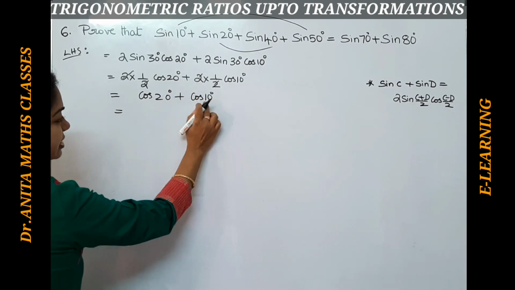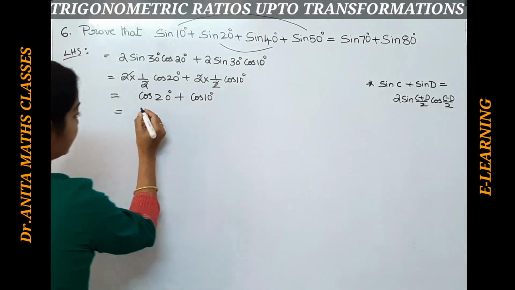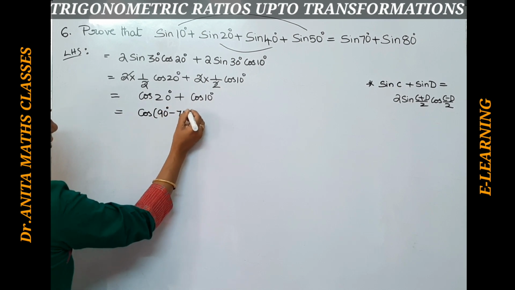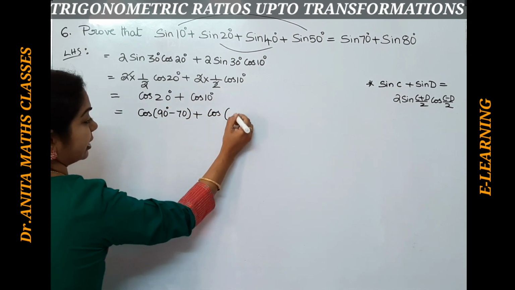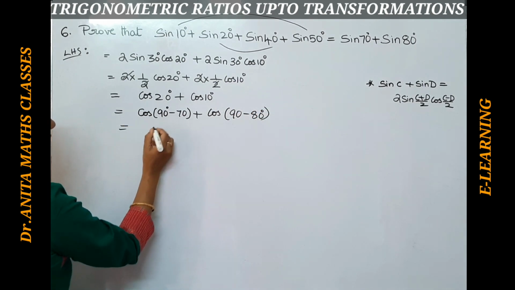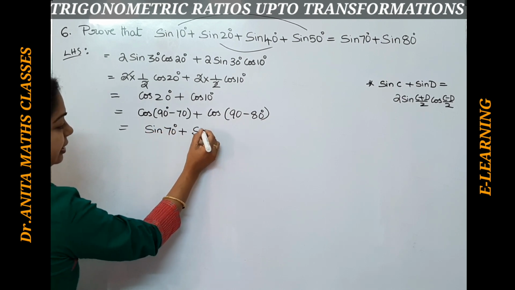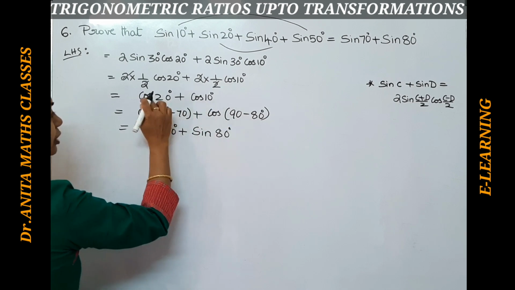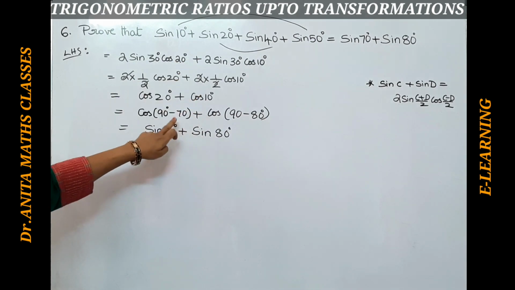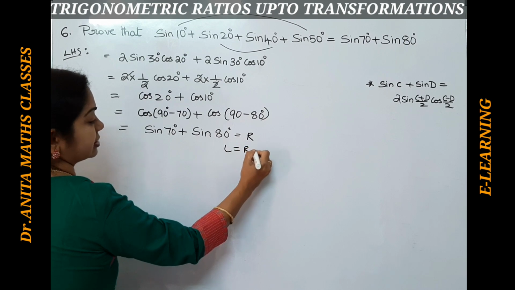So no need of going with the transformations here. We can write cos 20 because the answer is in sine. So I can write this as cos (90 minus 70) and cos (90 minus 80). So this becomes sine 70 degrees plus sine 80 degrees. For cos C and cos D there is no need for transformations here, because the answer is in sine. I have directly written it here. So this is the RHS. LHS is equal to RHS, hence proved.